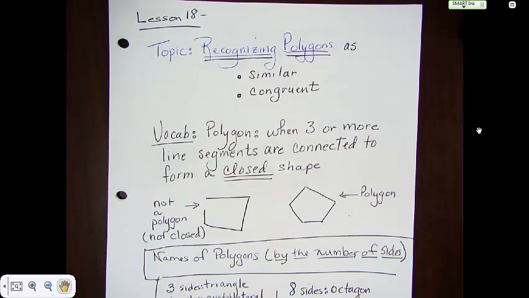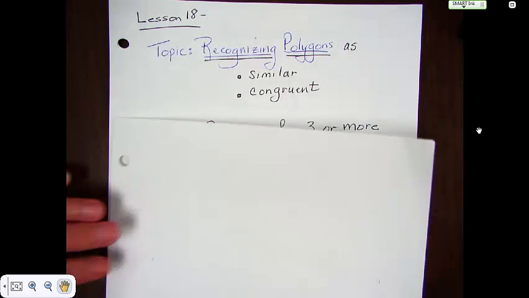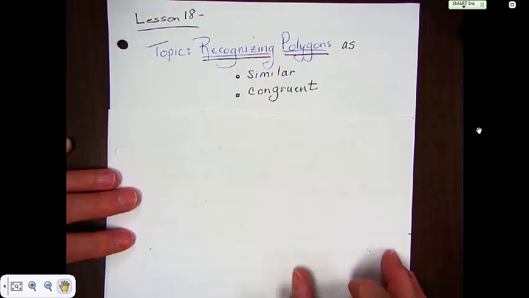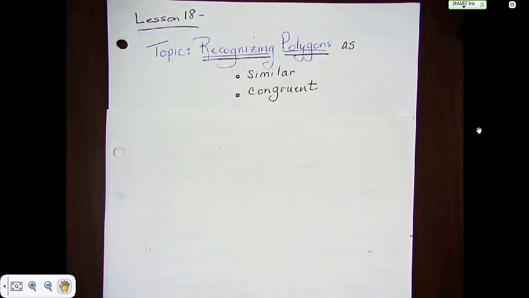Good morning. We're going to talk about Lesson 18 this morning. This is Saxon, Course 2, Lesson 18, and we're going to talk about recognizing polygons. And some ways that we can recognize polygons is whether they are similar or congruent. So that's what we're going to focus on today.